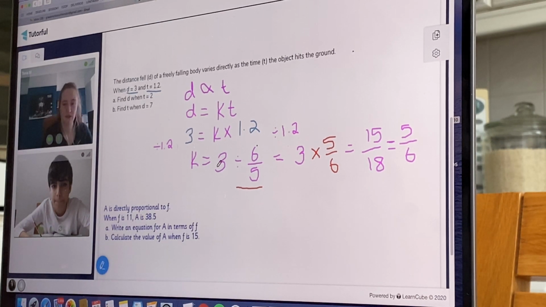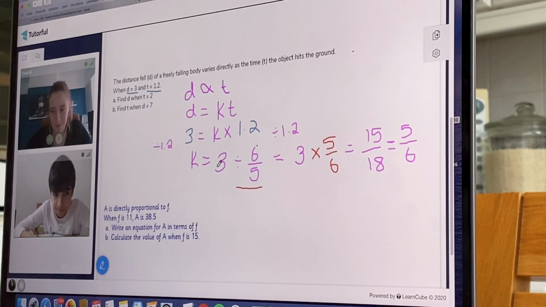Maybe I'm having a bit of a slow day in my brain. Divide by 1.2. 1.2 is 6/5. Oh, it's me being silly.